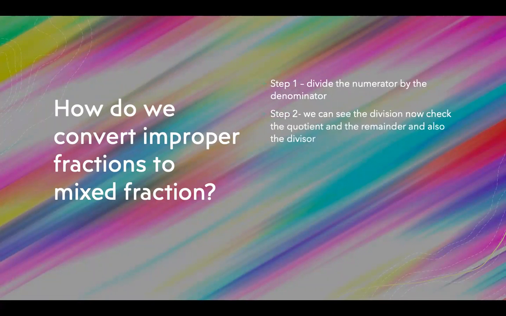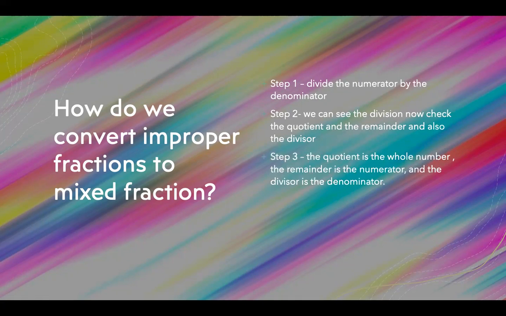Step 2, we can see the division. Now check the quotient, the remainder and also the divisor. We have to look carefully at the quotient we've got, the remainder we've got, and also the divisor. Note, the quotient shouldn't be in decimal.